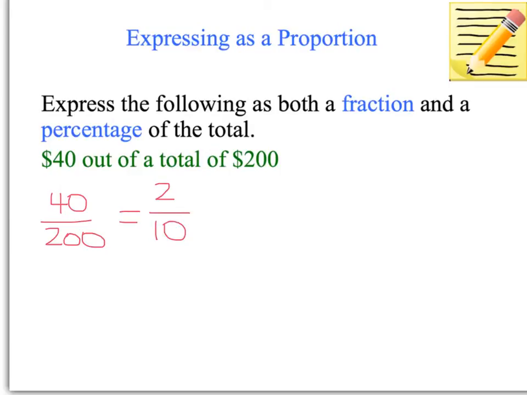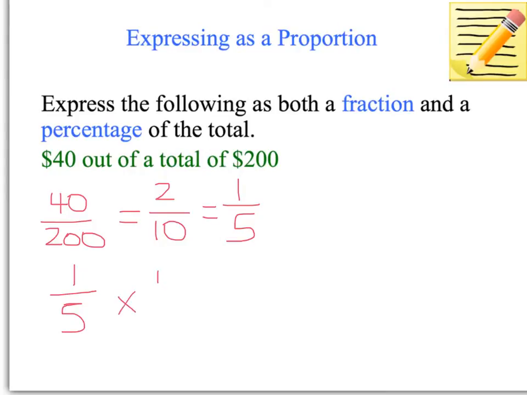Now that is still not simplified. So I know that they're both even numbers, so 2 will go into both of those. So 2 into itself is 1, 2 into 10 is 5. So $40 out of $200 is actually 1/5 as a fraction. Now to work it out as a percentage, this will be one of the ones we should actually know automatically because we remember it from the other lesson, but I'll show you how to work it out if you don't actually know it automatically. So we use the fraction that we worked out, so 1/5.